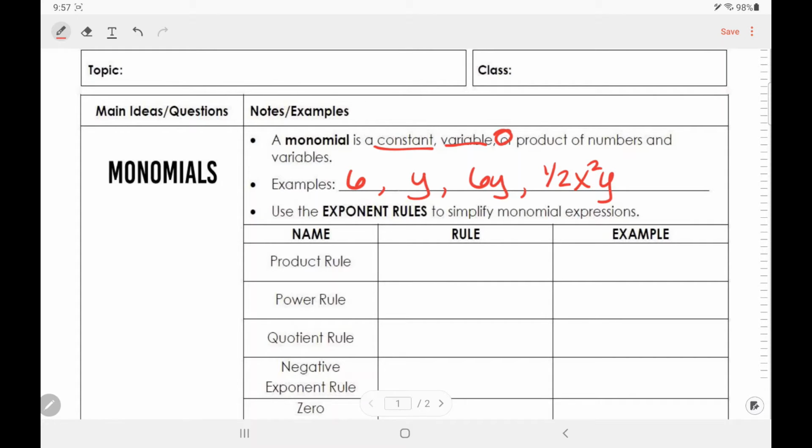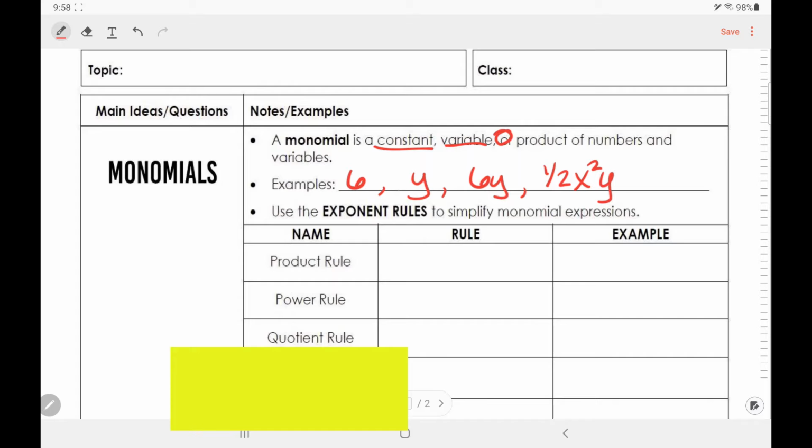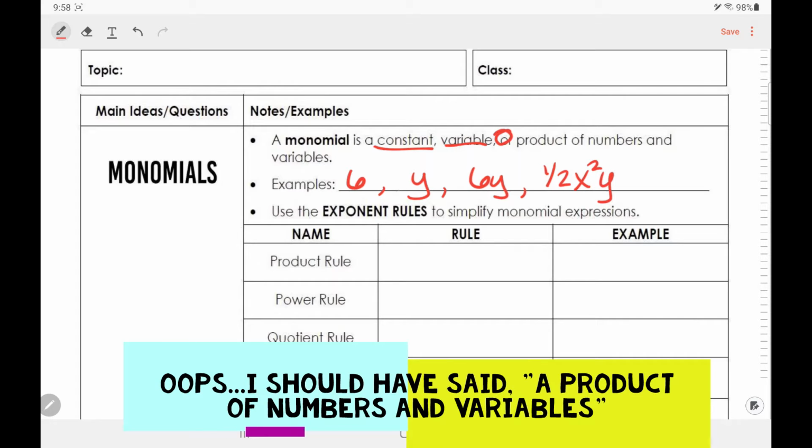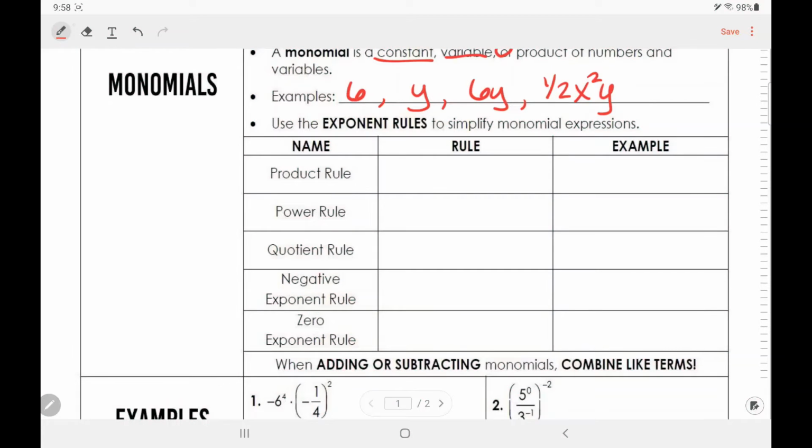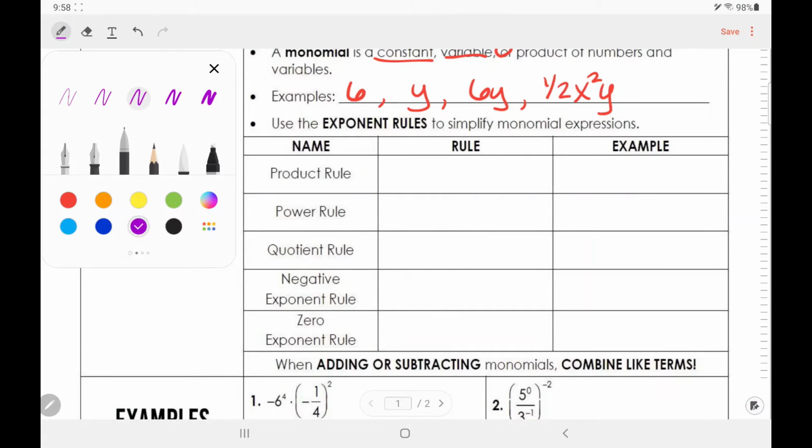The key thing to remember visually is that you won't see any adding or subtracting. And that is true from a mathematical perspective also, but just when you're glancing at something, if you see any adding or subtracting, then it's definitely not a monomial. A monomial is only one term that has a constant, a variable, or a product of numbers. And the next thing that we can notice is that we're going to use the exponent rules to simplify monomial expressions. So let me go ahead and change my marker color.